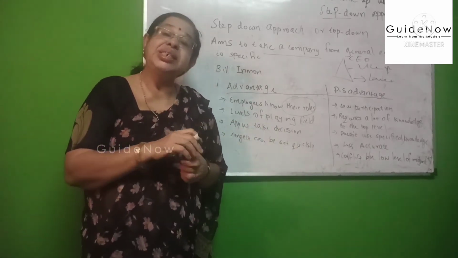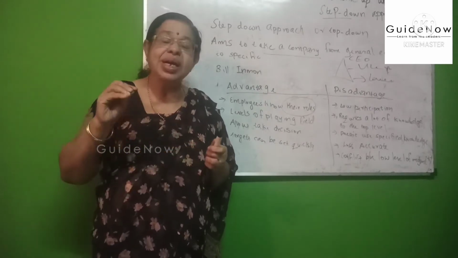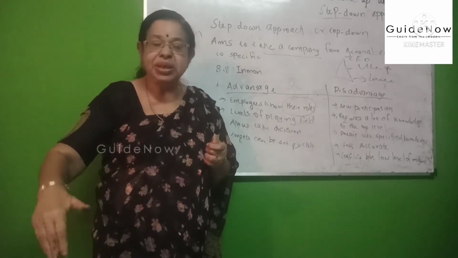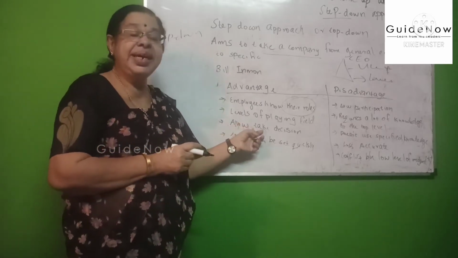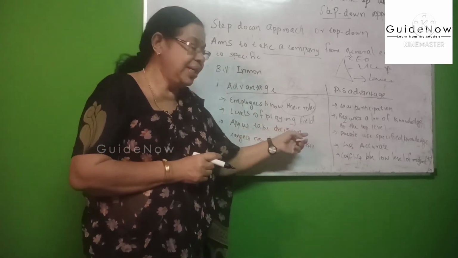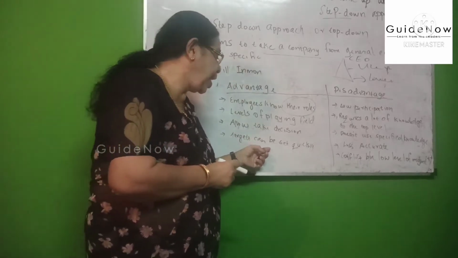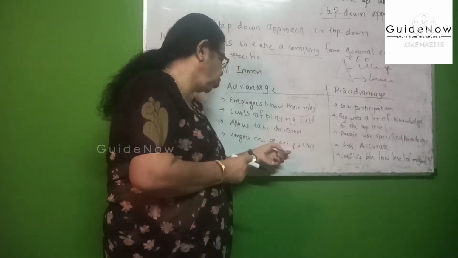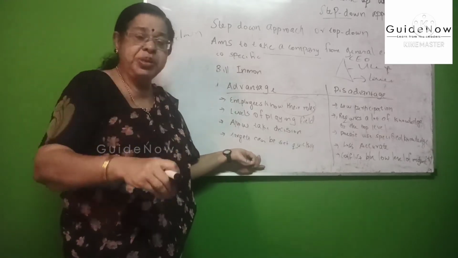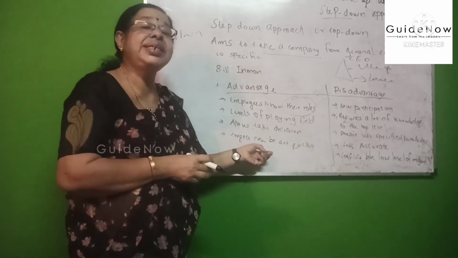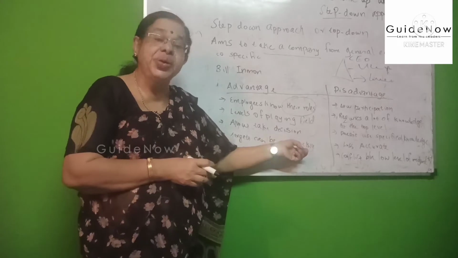The decisions are first taken by the top level, or the CEO. Then we pass to the lowest management, that is, the employees, who are allowed to take decisions. And last, targets can be set quickly. Here the targets are specified, so targets can be set very quickly.